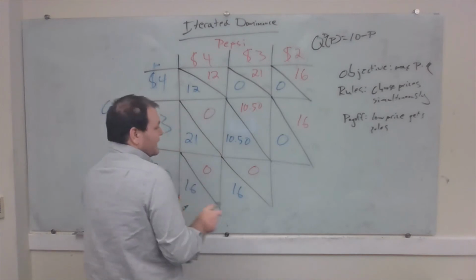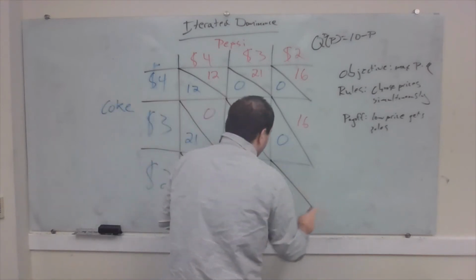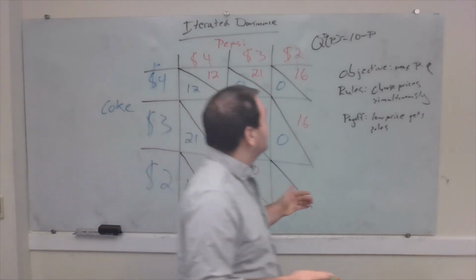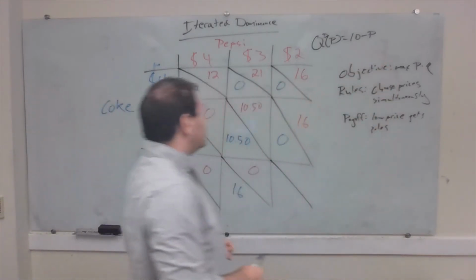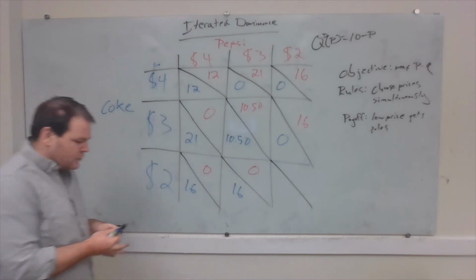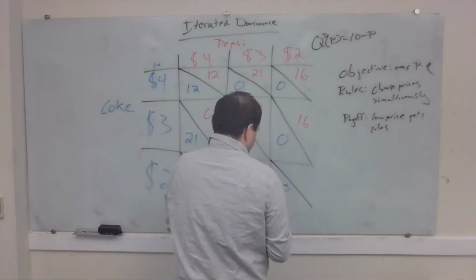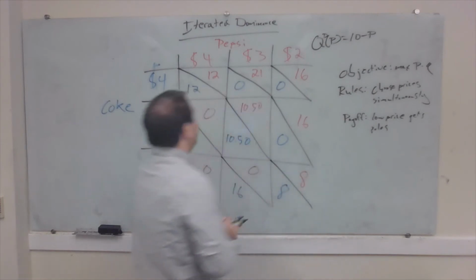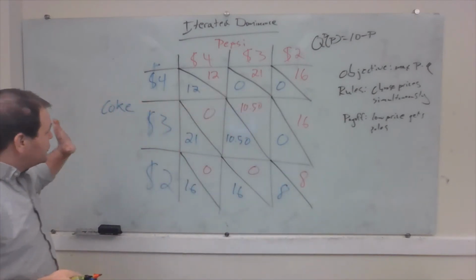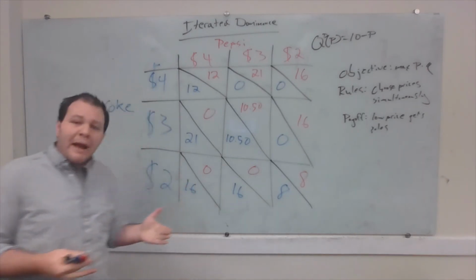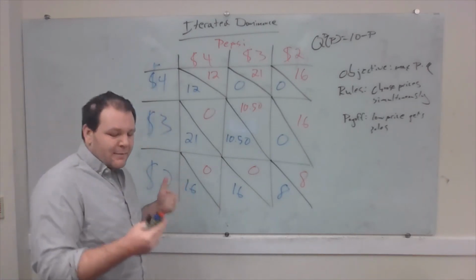So then the only thing left is what happens if they both charge $2, in which case they're going to split the total sales. There will be 8 cans sold, 2 for each, at a price of $2, which means they'll each get $8. Great. Okay, so this is our set of payoffs. Let's think about whether we can figure out what the outcome of this game is going to be.